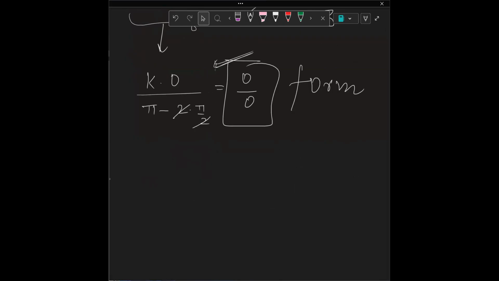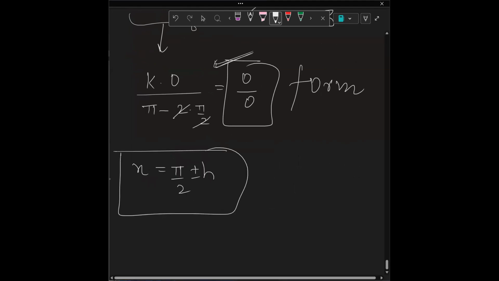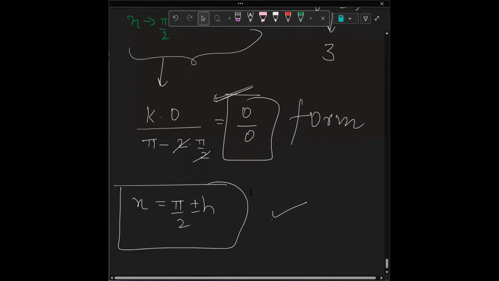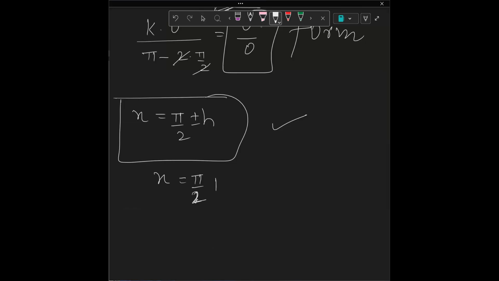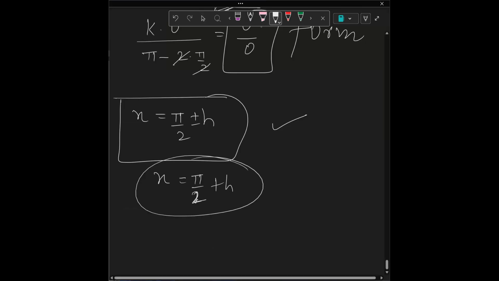X is equal to pi by 2 plus or minus h. Plus and minus h. Good. See, x is approaching to pi by 2. So either x is less than pi by 2, or if x is pi by 2 plus, it will be like x plus h. So you have two cases. You can proceed with any of the cases. So let us proceed with x is equal to pi by 2 plus h.